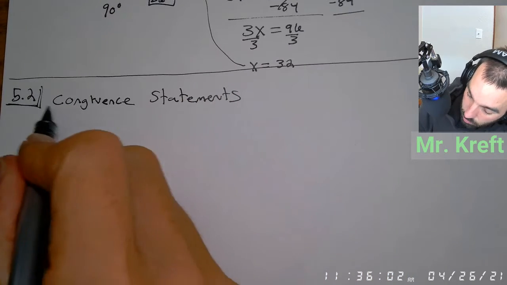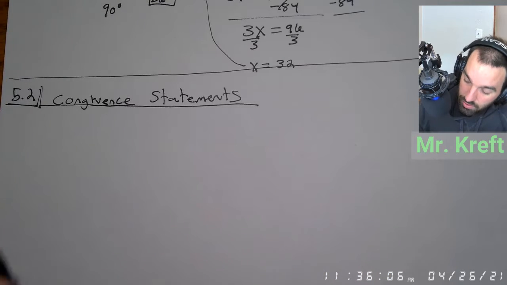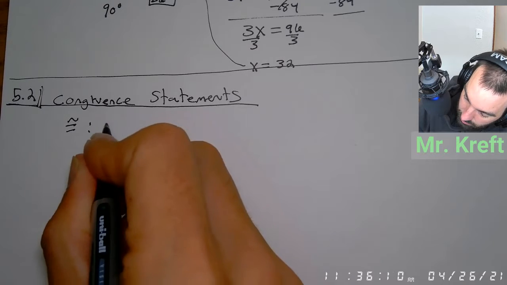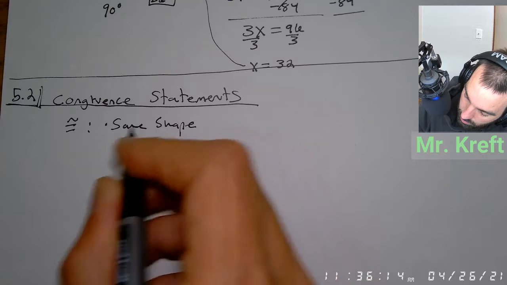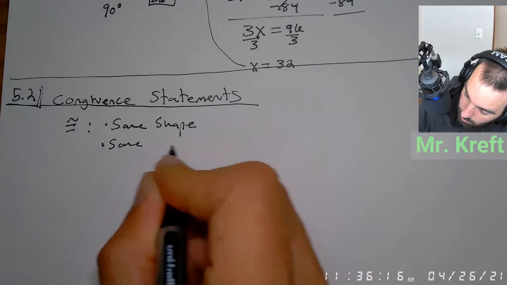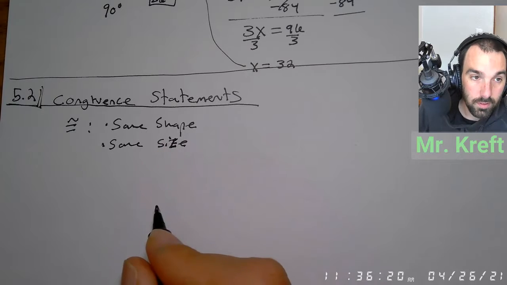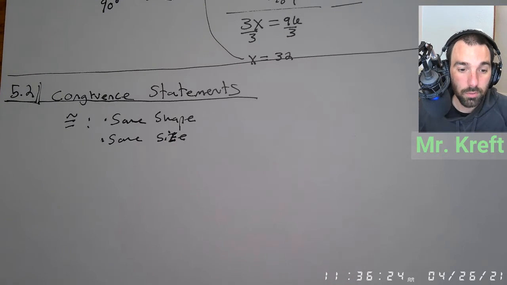Okay, so with congruent statements, this was our first look at what congruence meant. So first of all, remember congruent? What does that mean? It means same shape, same size. Okay, so congruent statement, so same shape, same size.